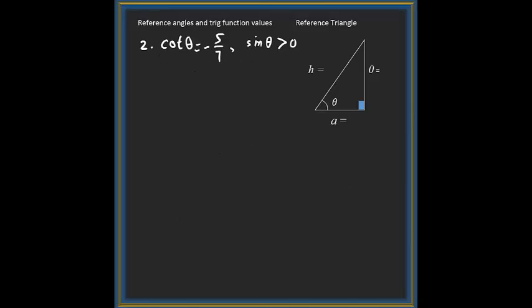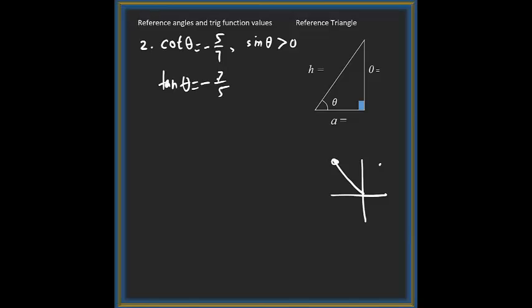Example 2, we have cotangent theta is negative 5 over 7 and sine theta is positive. So we need to know where we have sine theta positive. If you look at the quadrants, you know sine theta is positive here and here. Since cotangent theta is negative, it must be in the second quadrant. Since cotangent theta is negative 5 over 7, tangent theta will be negative 7 over 5.